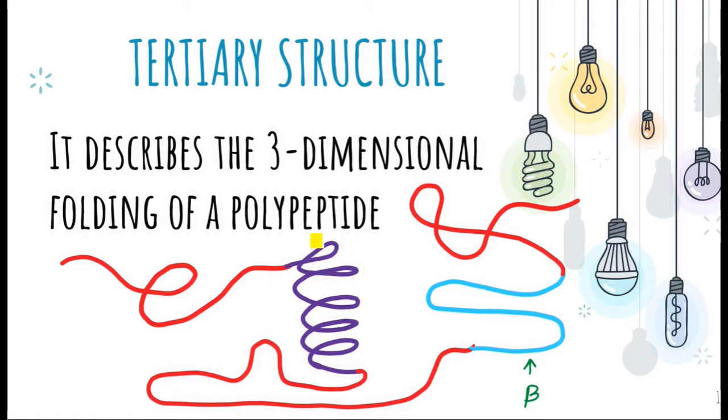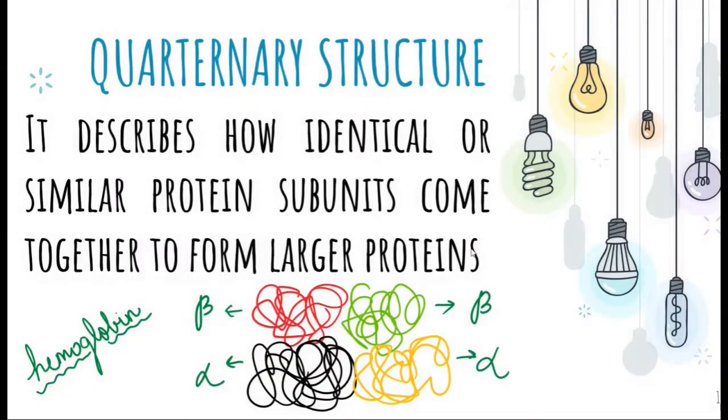Now let's talk about tertiary structure, which describes the position of every atom in a protein in three-dimensional space. This means we now have to consider how the amino acid side chains contribute. Just like with the secondary structure, there are a few different ways in which the side chains can interact with each other or the backbone to stabilize the protein. Last comes the quaternary structure. It describes how identical or similar protein subunits come together to form a larger protein.